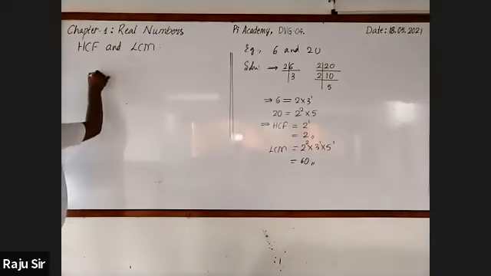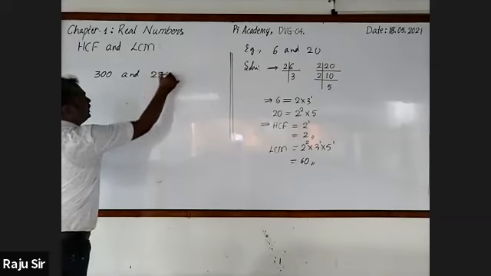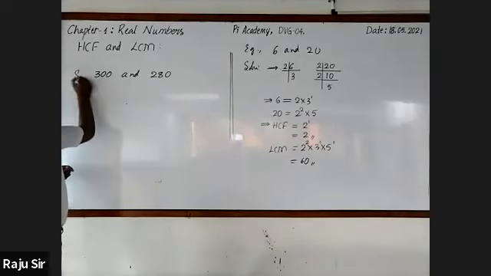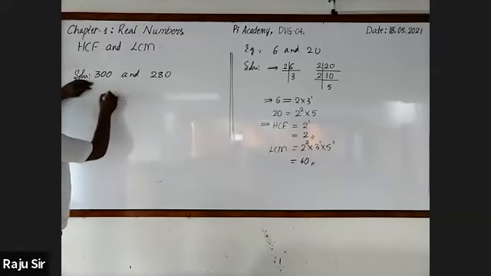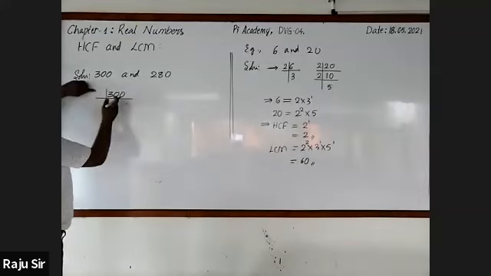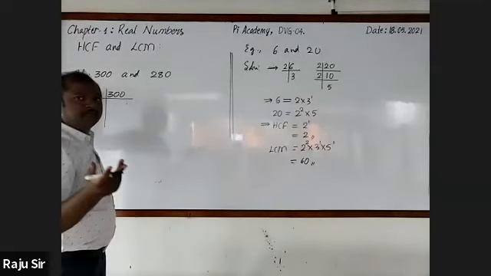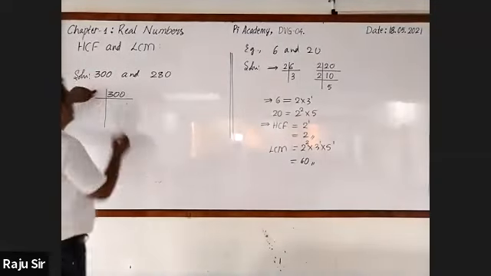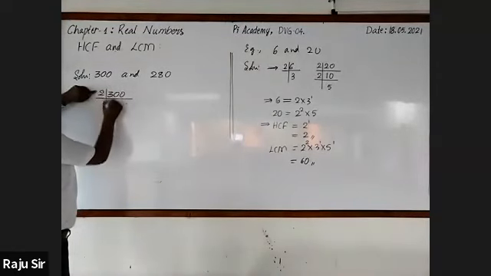we will find out the HCF and LCM of 300 and 280, again by prime factorization method. Let us find out the prime factorization. It is 300. It is divisible by 2 because it is an even number. It is also divisible by another prime number called 5. You can take any one. I will take 2. 2 ones are 2, 2 fives are 10, 2 zeros are 0.